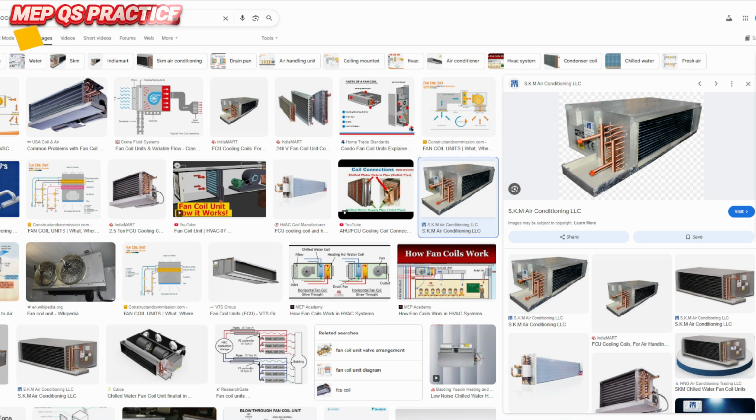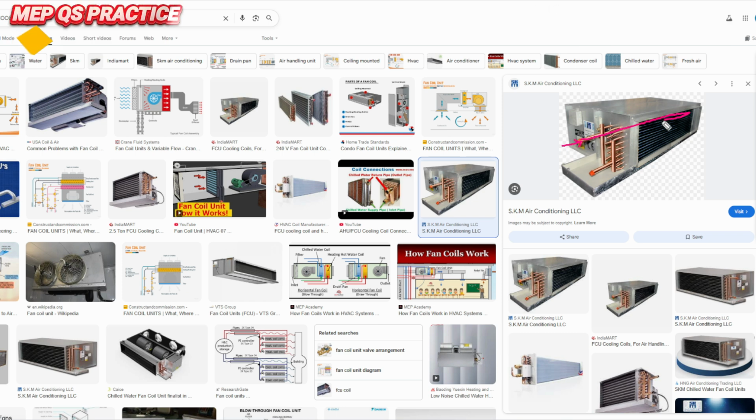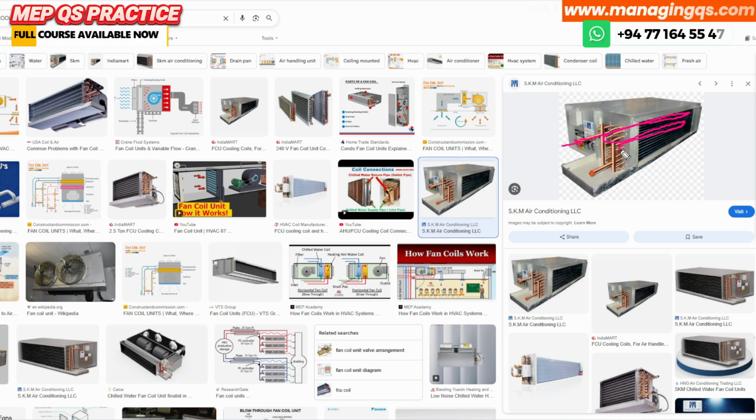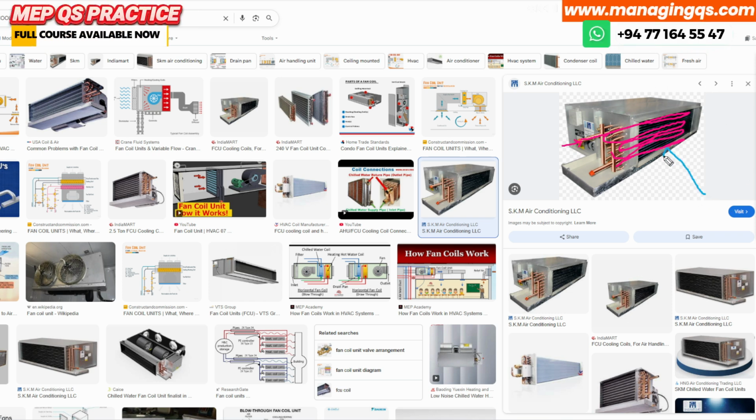We know there's another important MEP system available, chilled water supply. The chilled water goes through this way, so the entire copper coil will be highly cooled, approximately 6 degrees Celsius. So if you send the air through this way, the air will be cooled because of this cooling coil. This is the simple mechanism of the FCU.